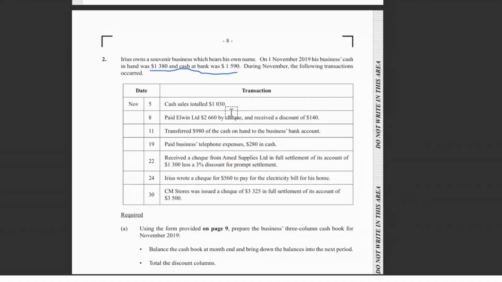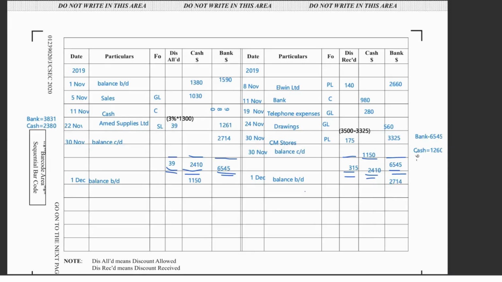Cash sales totaled $1,030. Now here we are receiving cash because we're selling something, right? Whenever you receive cash, it goes on the debit side of your cash book. So you're going to go to your cash book, you're going to write your date, 5th of November, sales. Now this will be found in your general ledger and it is $1,030.